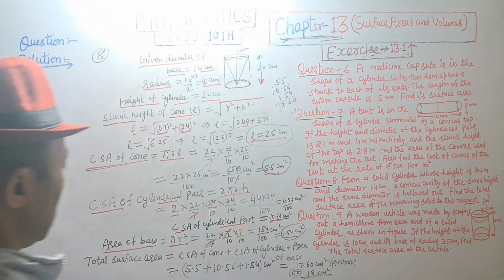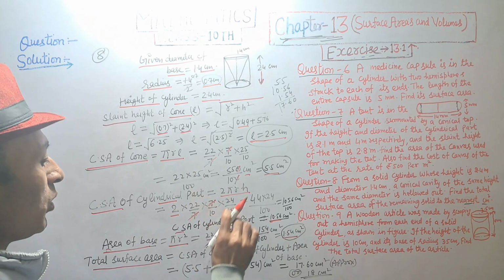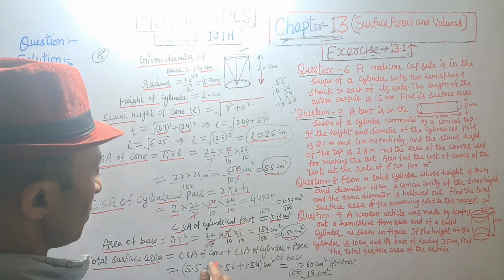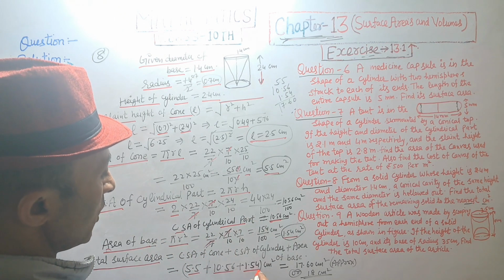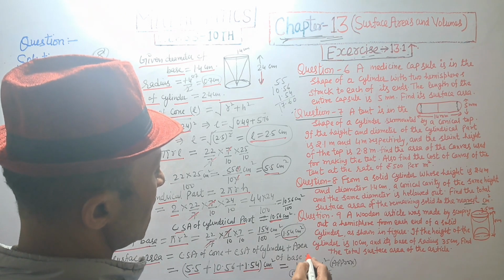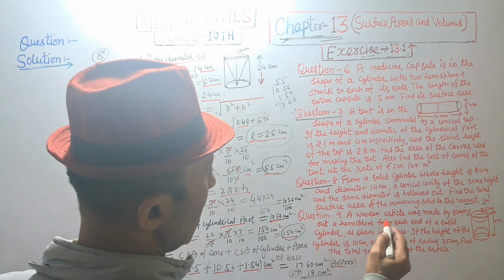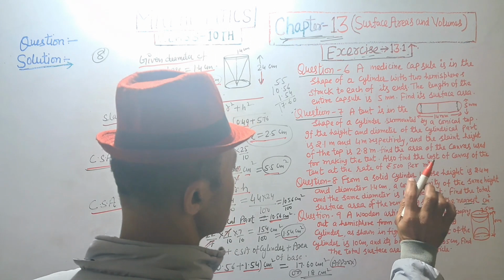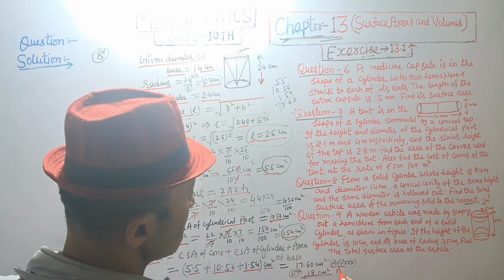1.54 centimeter square, and total surface area, that is curved surface area of cone plus curved surface area of cylinder plus area of base, 5.5 plus 10.56 plus 1.54 centimeter square, we get 17.60 centimeter square approx, and find the total surface area of the remaining solid to the nearest centimeter square. Nearest is 18 centimeter square, answer.